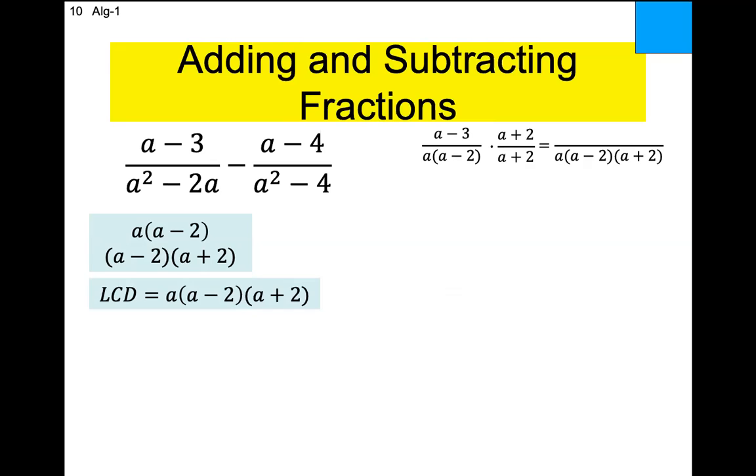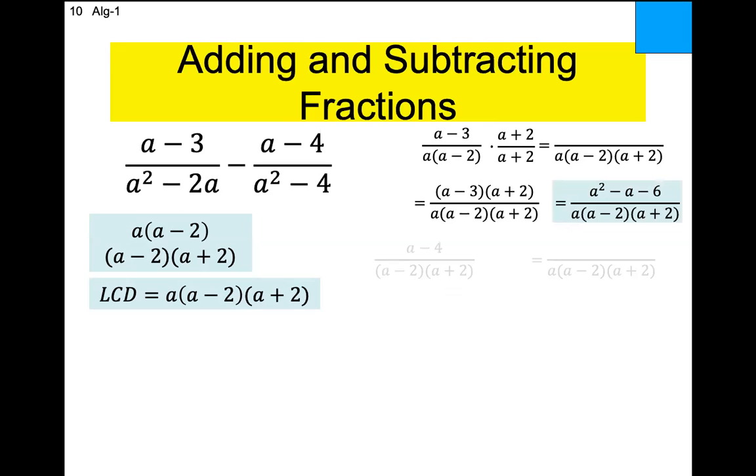2 times negative 3 is negative 6. 2 times a is 2a. A times negative 3, negative 3a. A times a is a squared. That's going to give me an a squared minus a minus 6. Okay? When I multiply this times that, that's what I get. If you cancel out, then you don't have common denominators. Remember, we want common denominators. Okay, first one is done.